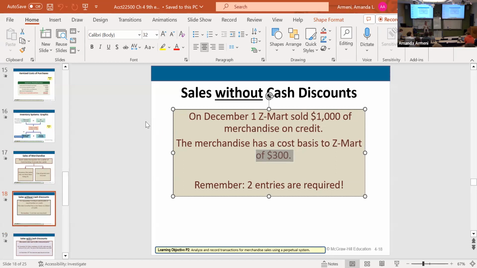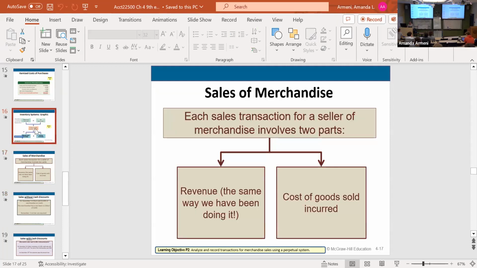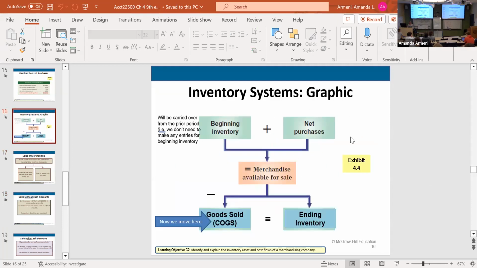The amount is not going to be given to us. We're going to have to figure it out in chapter 5, and I'm going to teach you how to do that. But for now, we just want to focus on what are the appropriate entries that we have to make in our journal for a merchandising company when that merchandising company buys inventory and when that merchandising company sells inventory, okay?